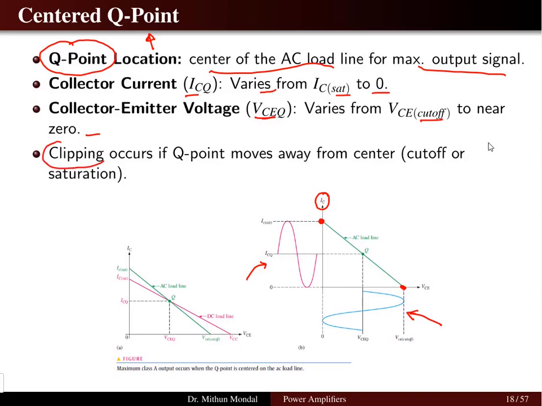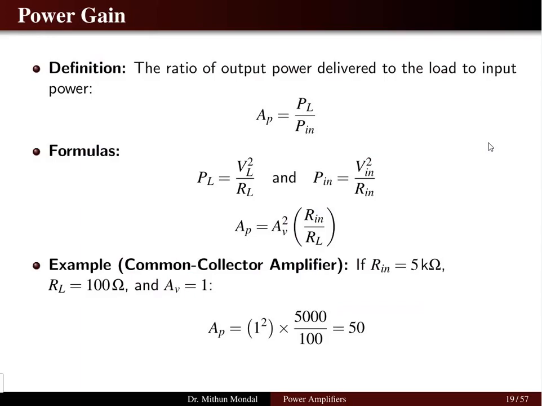We have also seen that there will be some clipping if the Q point moves away from the center. If the Q point is moved up or down away from the center point, then there will be certain clipping and you will not get the maximum power output signal. We have also discussed the AC load line and DC load line in the previous lecture and saw that the AC load line is steeper as compared to the DC load line. Let us derive some of the terms.